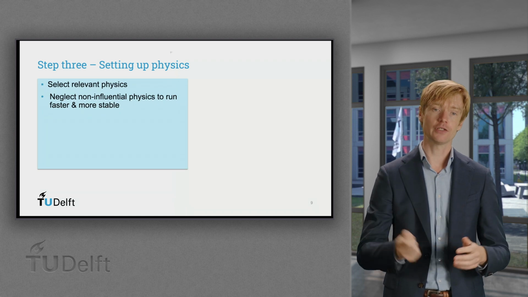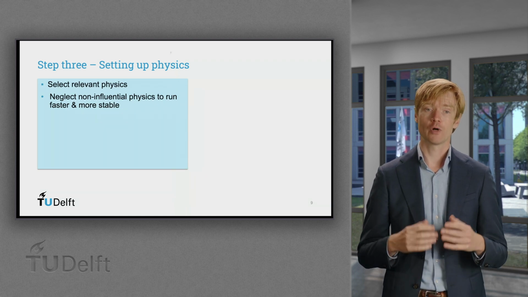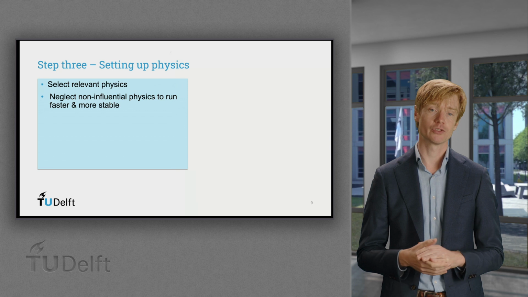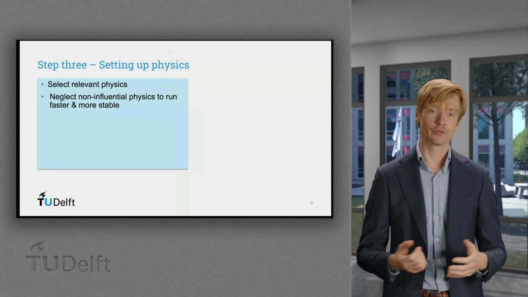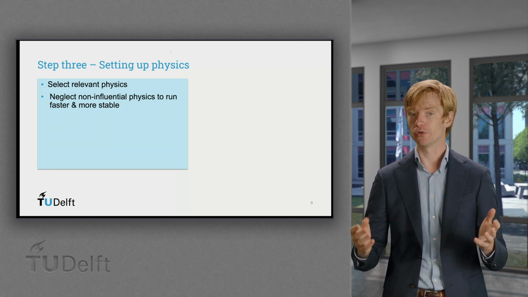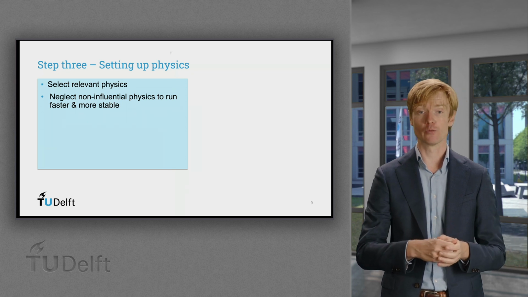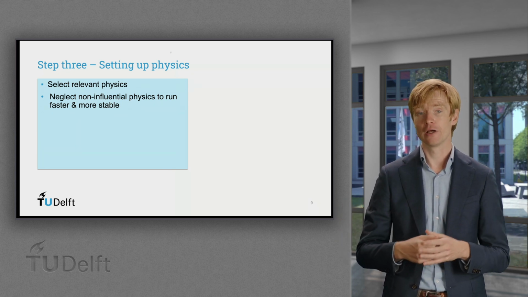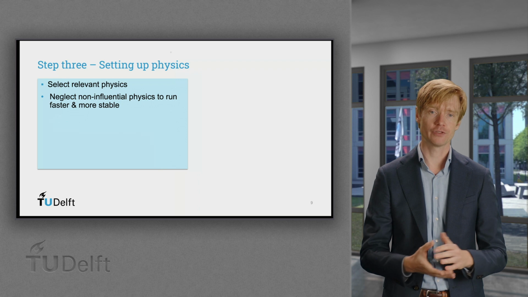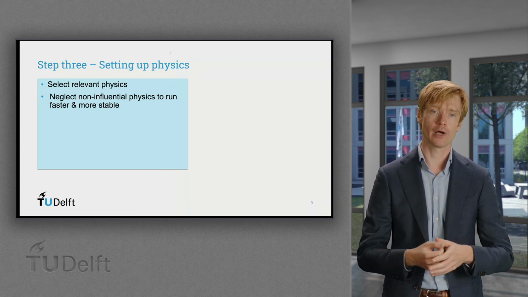Step 3 is setting up the physics. While the mathematical structure of CFD problems is always the same, the relevant physics may vary. For example, the temperature gradients may be relevant in one case, but not in another, and neglecting non-influential physics makes the problem easier to run.